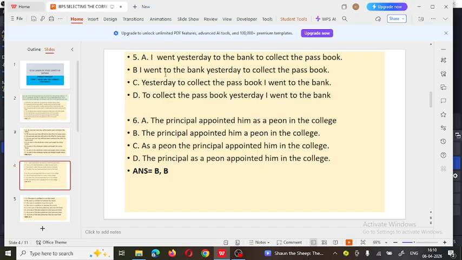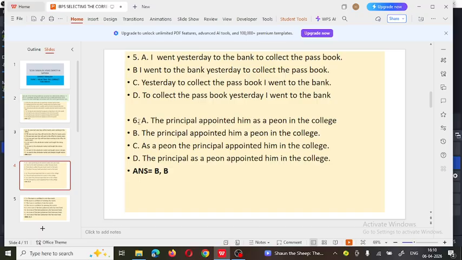B says the formation: I went to the bank. So when the action took place? Yesterday. And why it took place? To collect the passbook. So option B is the correct formation of the words in the given order.